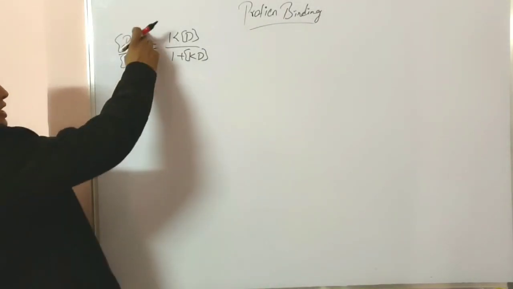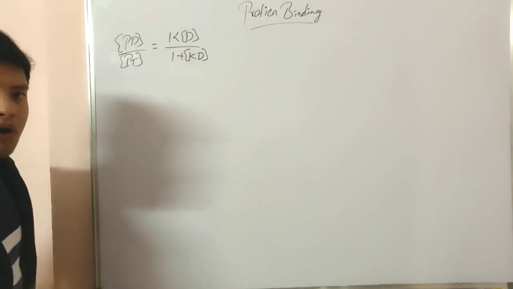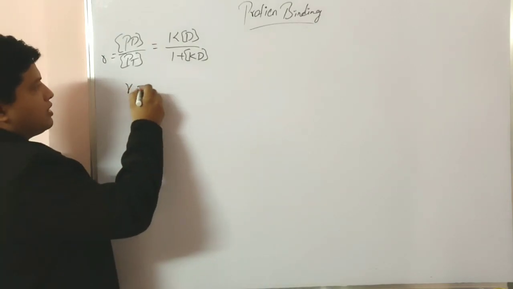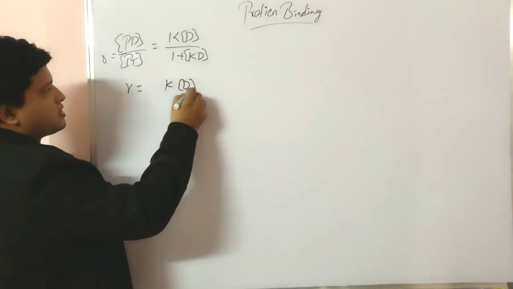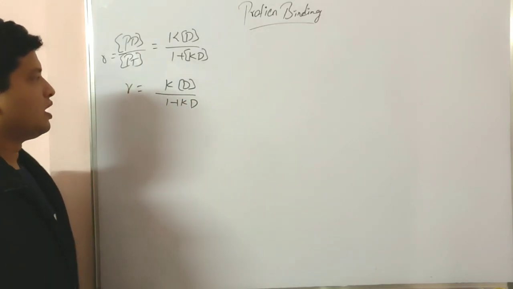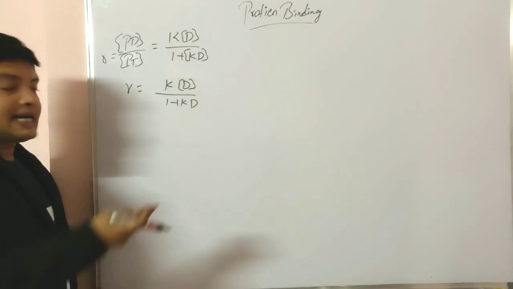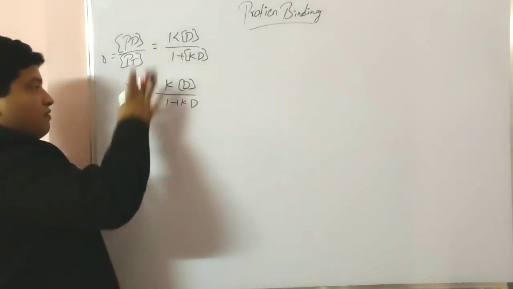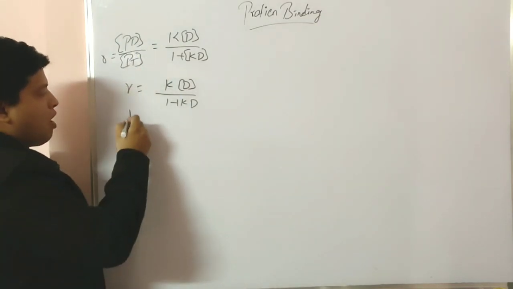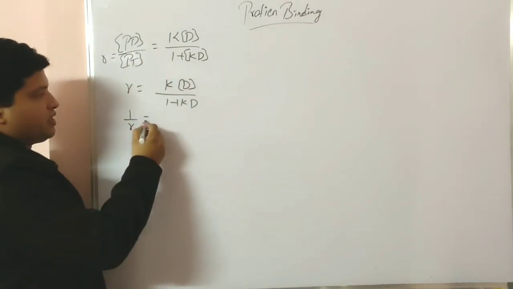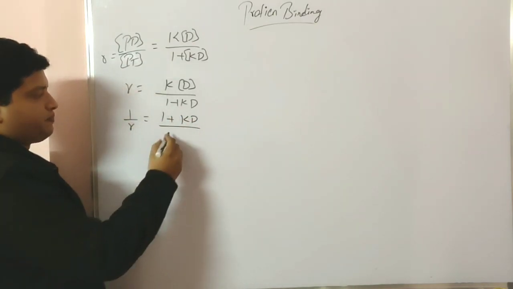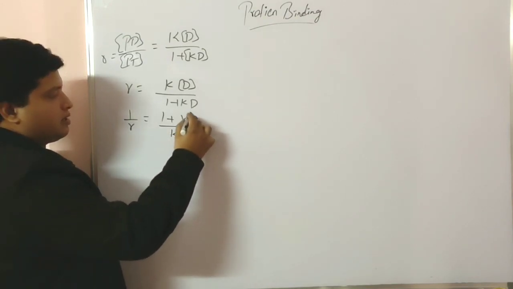What we will do is assume this fraction of protein bound as R. Assume this as R, some value. So what will you get? R is equal to K into the concentration divided by 1 plus K into the concentration. Now take the reciprocal of it, turn the equation upside down. What you will get? 1 by R is equal to 1 plus Kd divided by K into the bound concentration.